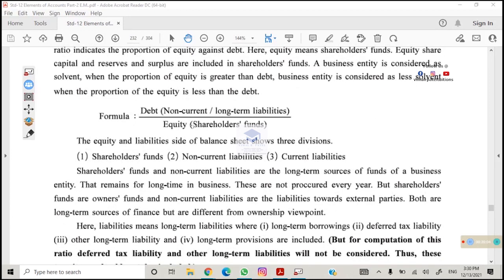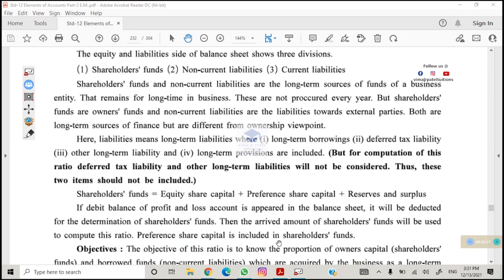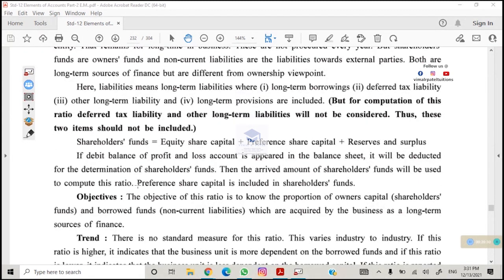So the formula is debt, that means long-term or non-current liability, means long-term borrowing, long-term provision, other long-term liability, upon equity shareholders fund. So equity shareholders fund means equity share capital plus preference share capital and reserve and surplus. And if there is a debit balance of profit and loss account, it will be subtracted from the reserve and surplus account, minus the loss.